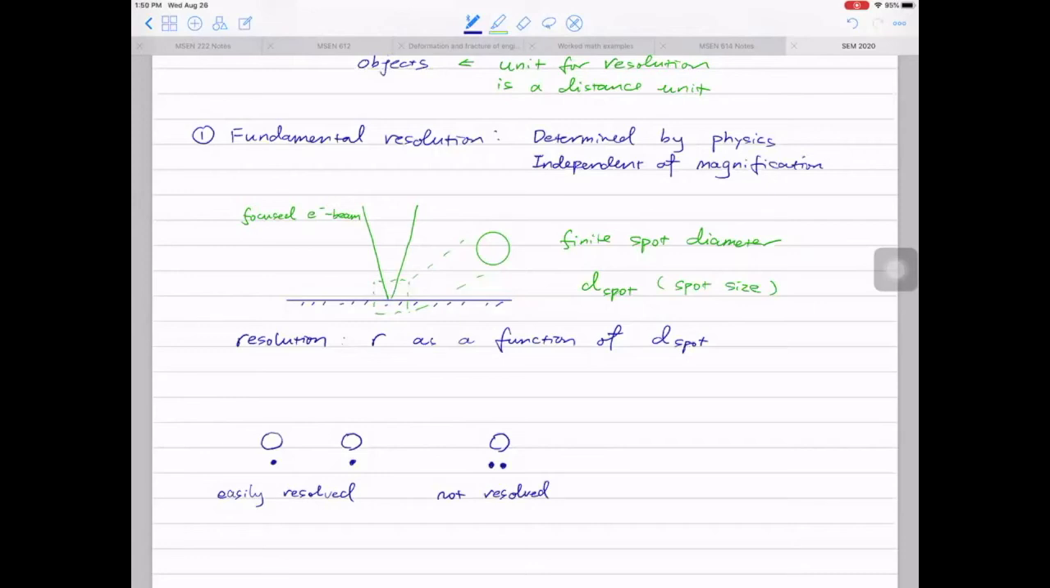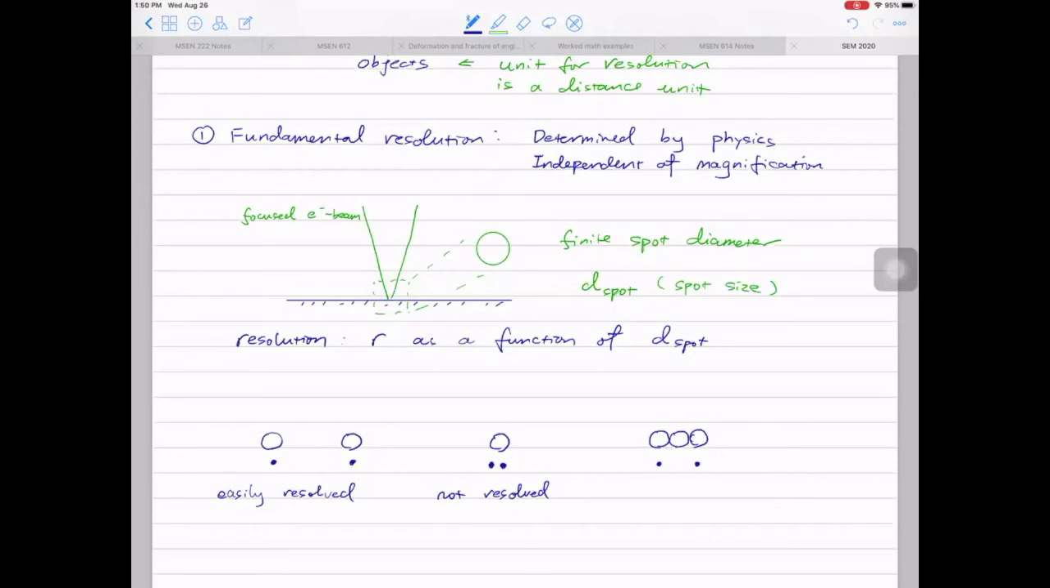Let's look at the third example. Let me draw the beam first. If I have one feature here, one feature here, can we resolve these two features? Yes, very good. We can resolve these two features. Very good. Okay, there you go.